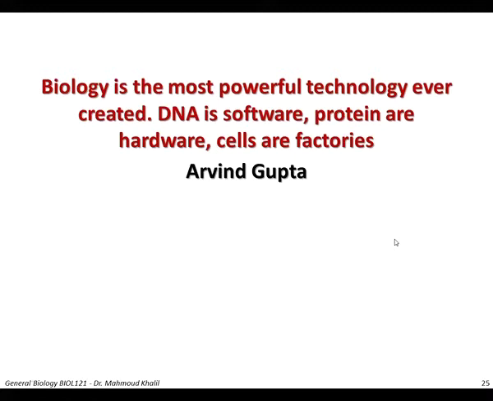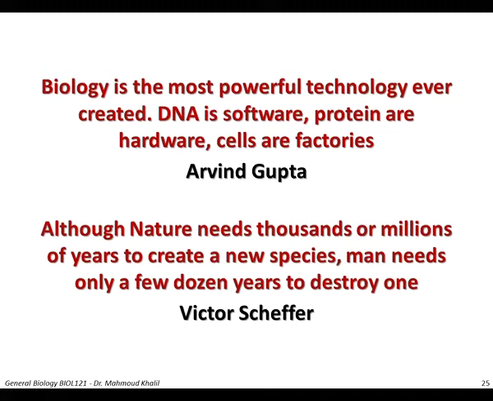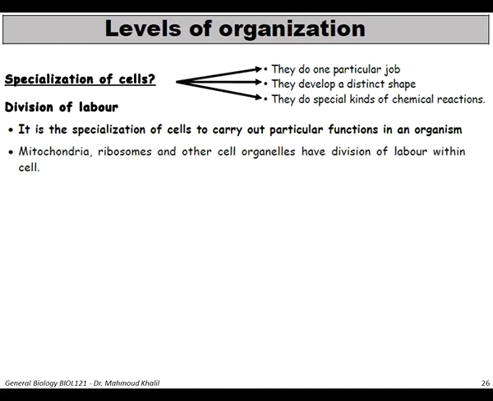So this part will conclude with two famous quotes: biology is the most powerful technology ever created. DNA is the software, while proteins are the hardware. And of course, cells are the factories, as Gupta said. While Schiffer said that although nature needs thousands or millions of years to create a new species, man needs only a few dozen years to destroy one. Okay, if you understand what I mean, man can destroy a lot of habitat looking for something he needs. So we'll talk now about levels of organization.